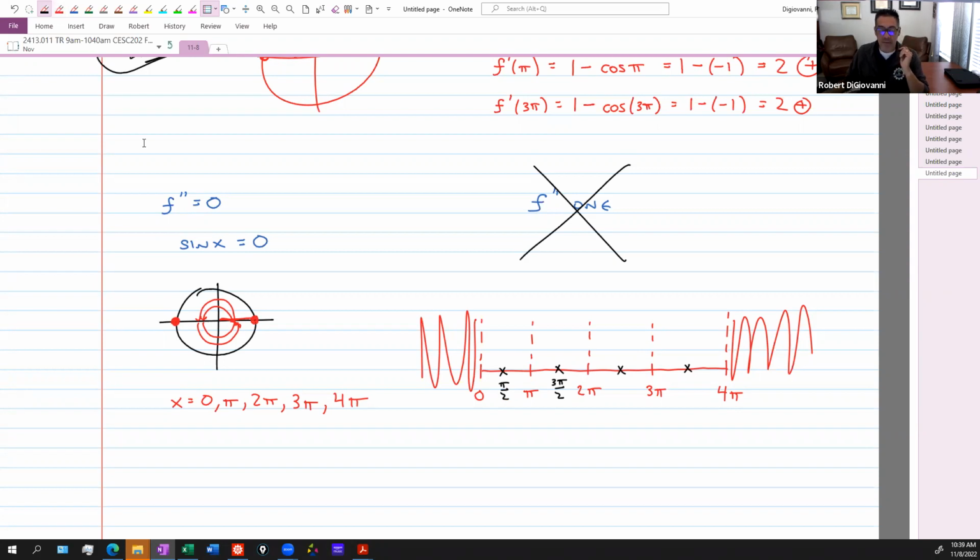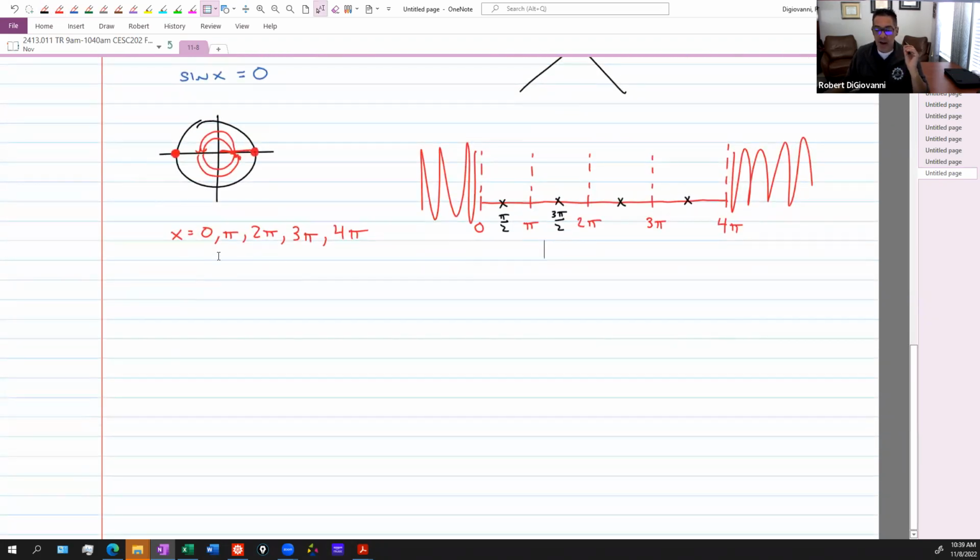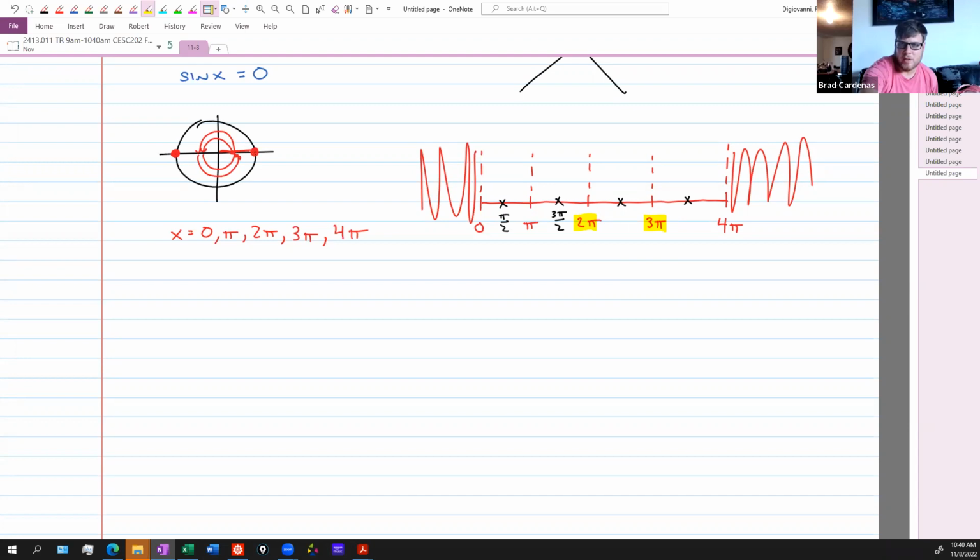Does anybody know how to find the number right in the middle of 2 other numbers? I give you 2 numbers on a number line, do y'all know how to find the one right in the middle of them? I mean, it's 5 pi over 2, right? But take their average.